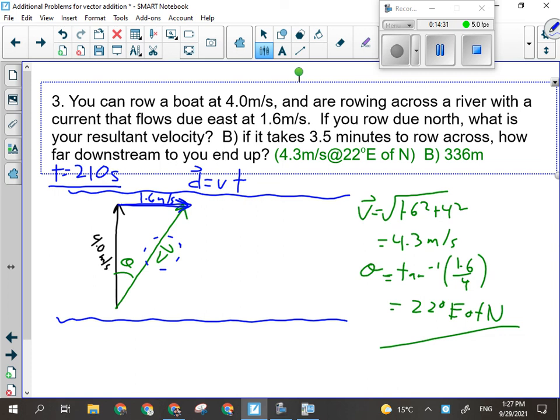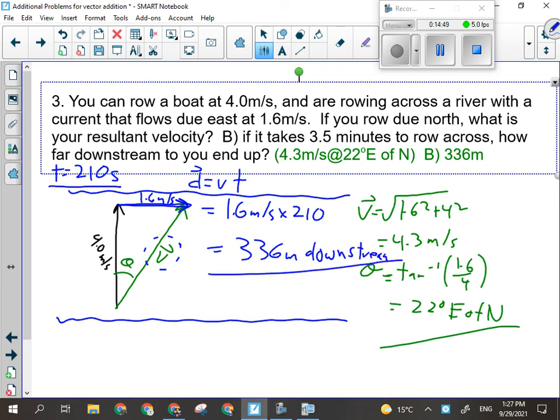Does that make sense? Okay, so I would use the 1.6. So if I'm moving at 1.6 meters per second downstream for 210 seconds, I will end up 336 meters downstream. I can't calculate that number without a vector quantity that points in that direction. Any other questions on number 3?